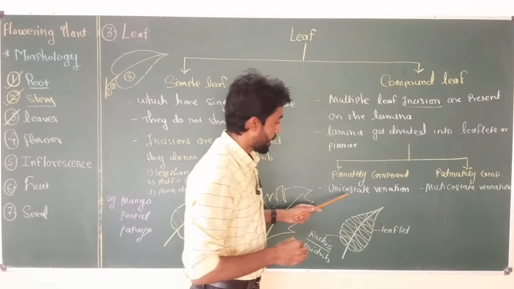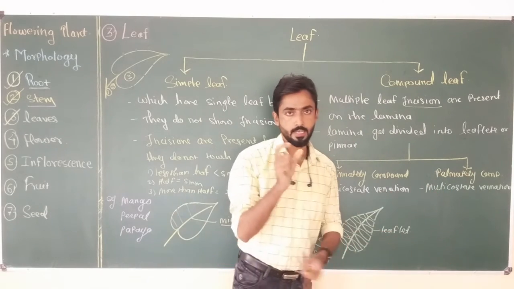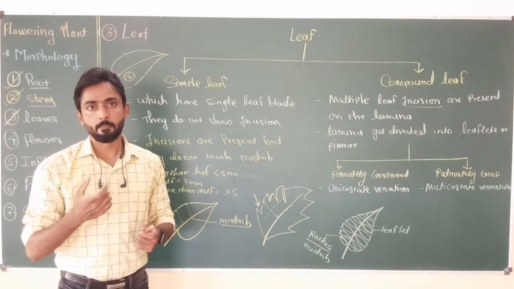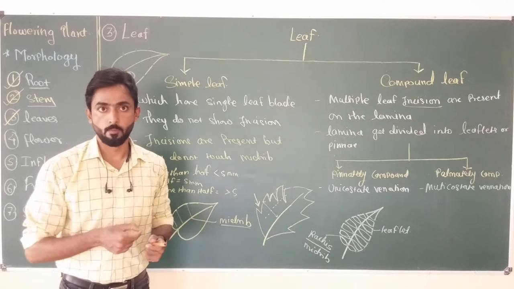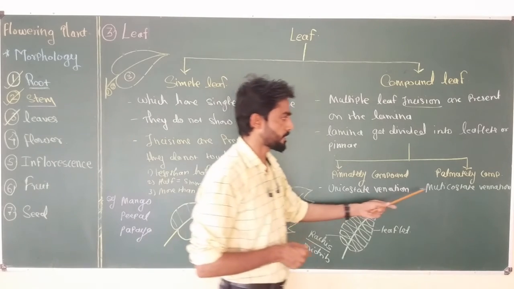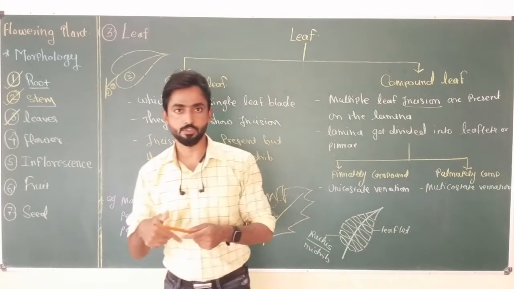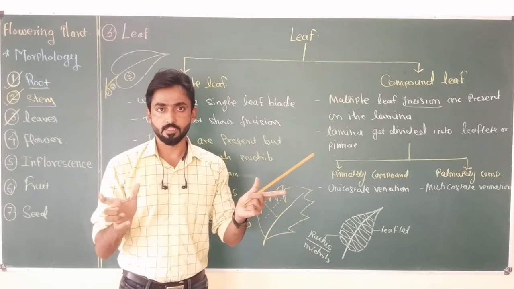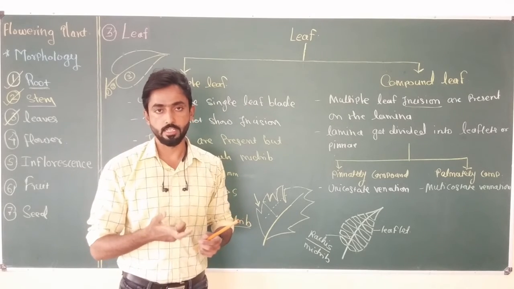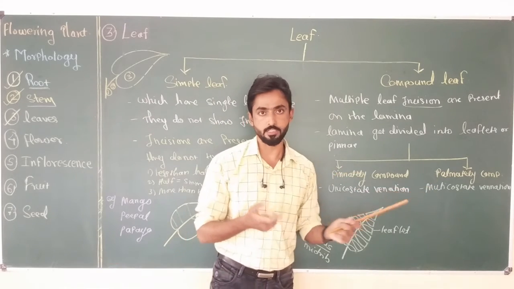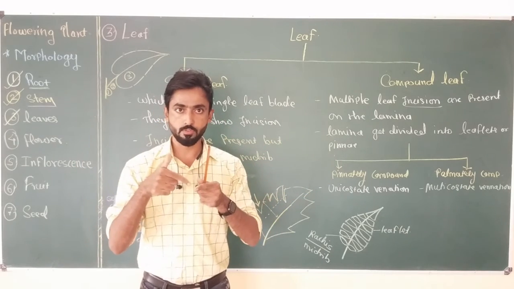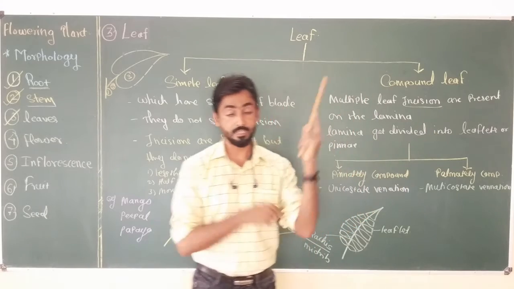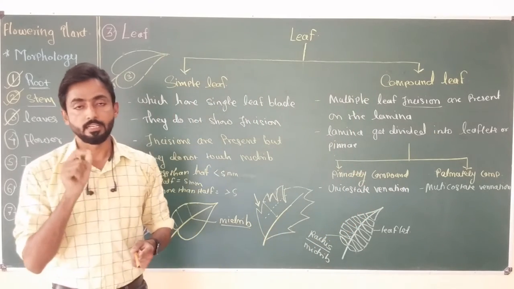Opposite to unicostate, multicostate is a type of venation in which more than one midrib is present on the petiole. There are two different types of multicostate venation, that is convergent multicostate venation and divergent. When midribs run in different directions, it is called divergent venation, and when in multicostate venation all the midribs run towards a single point, it is called convergent. But palmately compound leaves are generally present when the venation is divergent type.